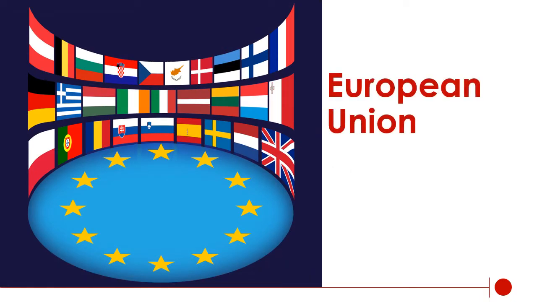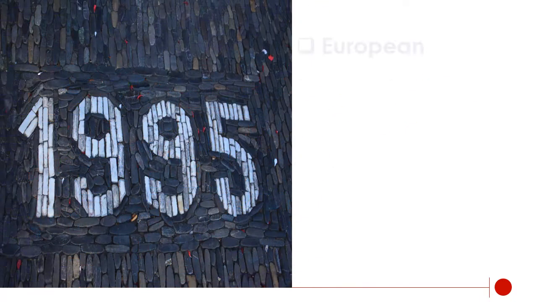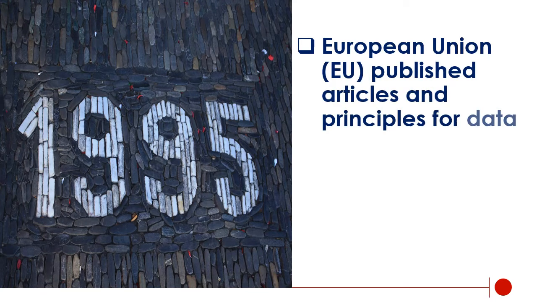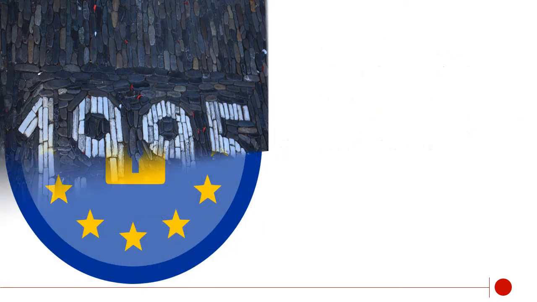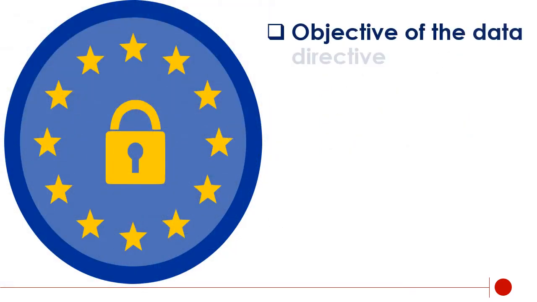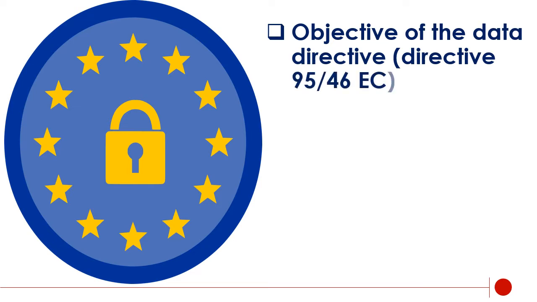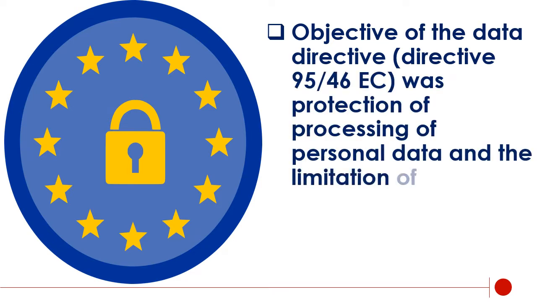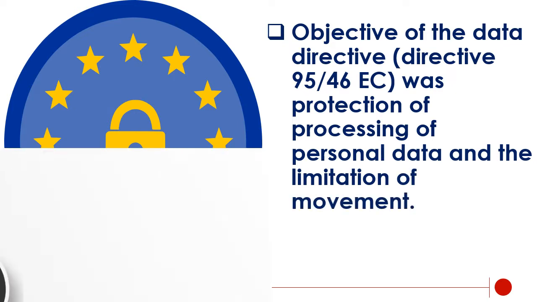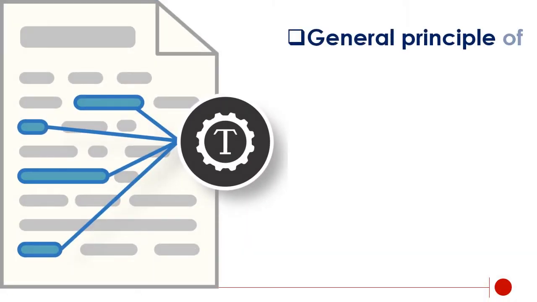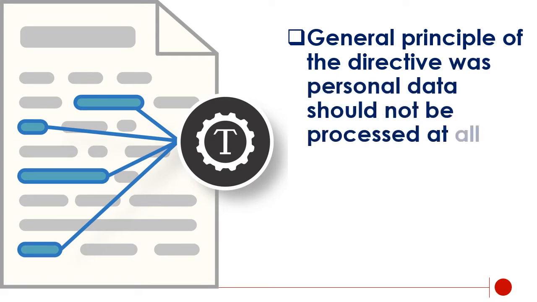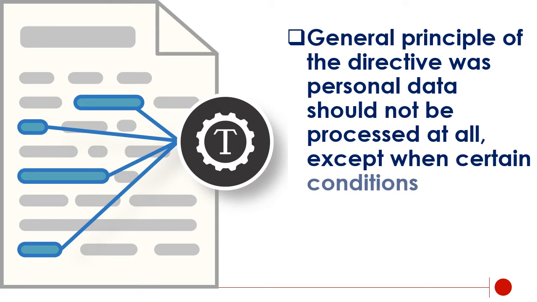European Union. The European Union, EU, published Articles and Principles for Data Protection in 1995. The objective of the Data Directive, Directive 95/46/EC, was protection of processing of personal data and the limitation of movement. The general principle of the directive was that personal data should not be processed at all, except when certain conditions are met.